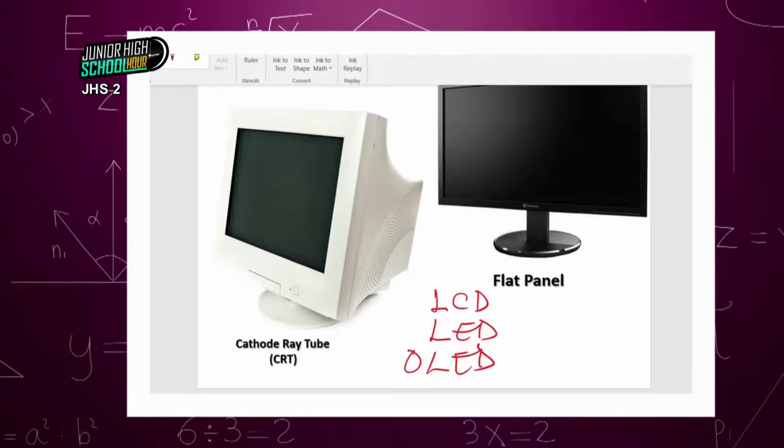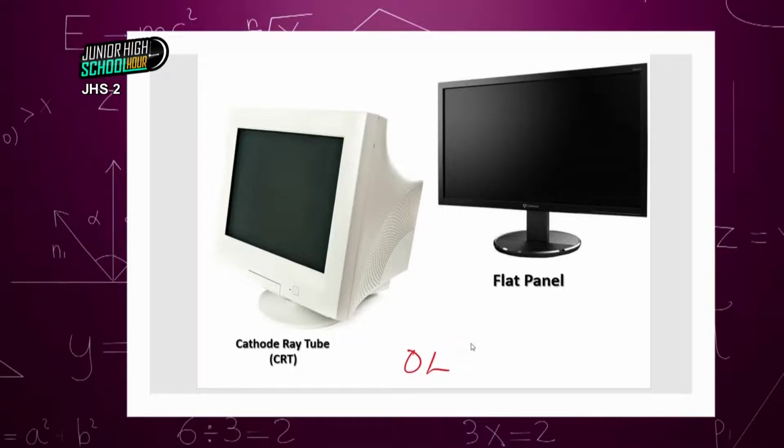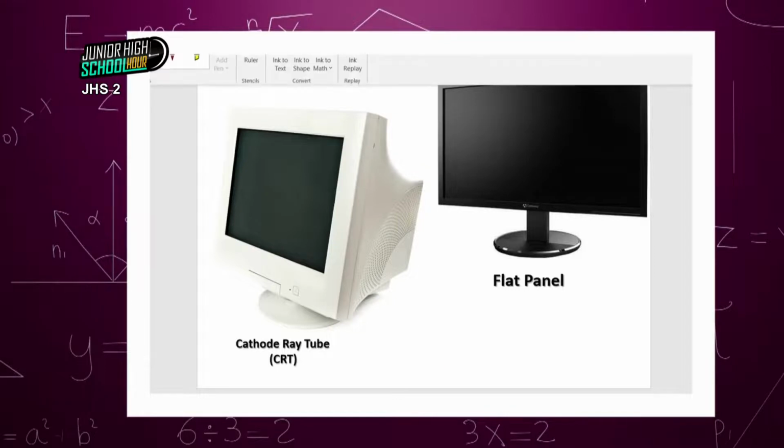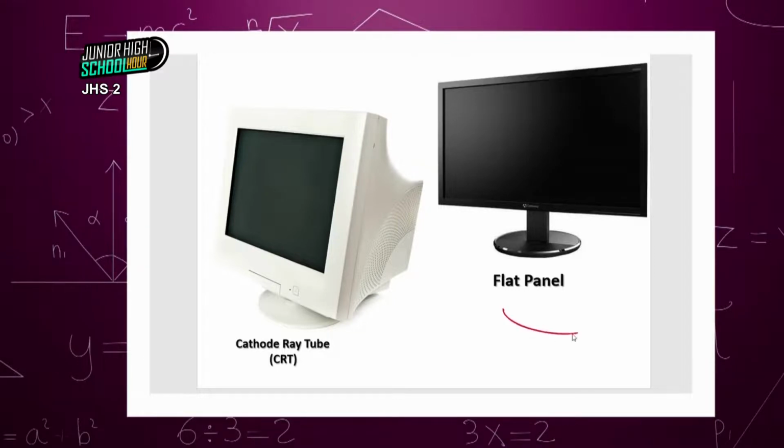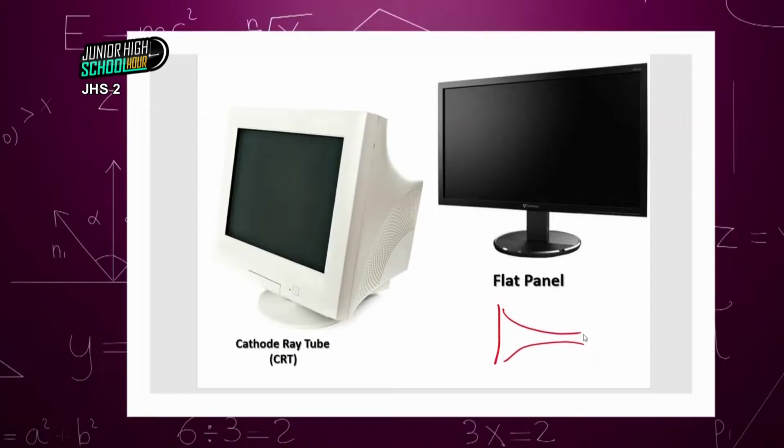So as they are projecting their image through this tube, it is reflected on the screen. Just a tube which is reflecting what? The image on the screen. So it's very simple. We have our cathode ray tube and we have our what? Flat panels.